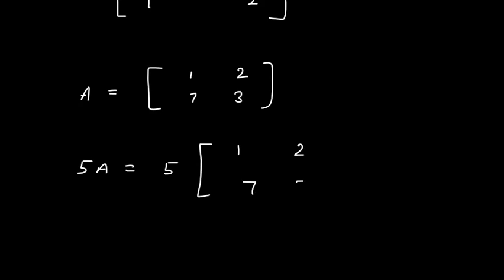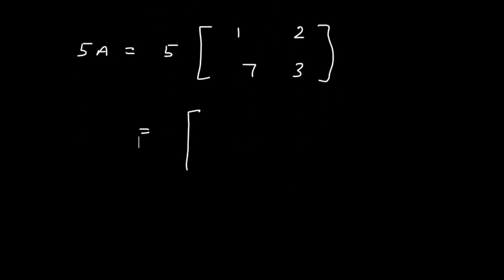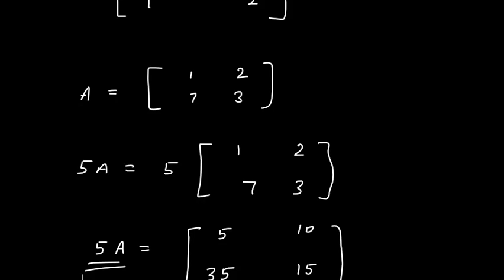Similarly, you can multiply any matrix by any number. Like A is given as 1 2 7 3, and if I have to find 5A, 5A means 5 multiplied by A. Here you have to take care that this 5 is multiplied by each number. So 5 into 1 is 5, 5 into 2 is 10, 5 into 7 is 35, and 5 into 3 is 15. So this is the value of 5A. So simple. Now based on these operations, we are going to see our second exercise.